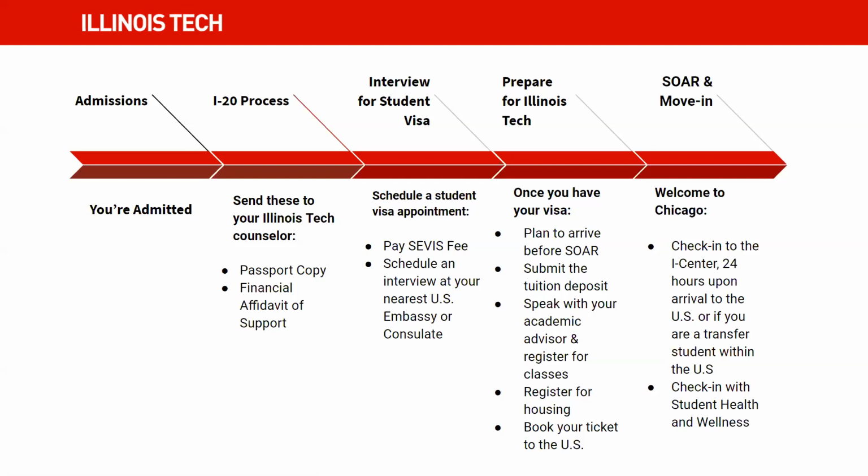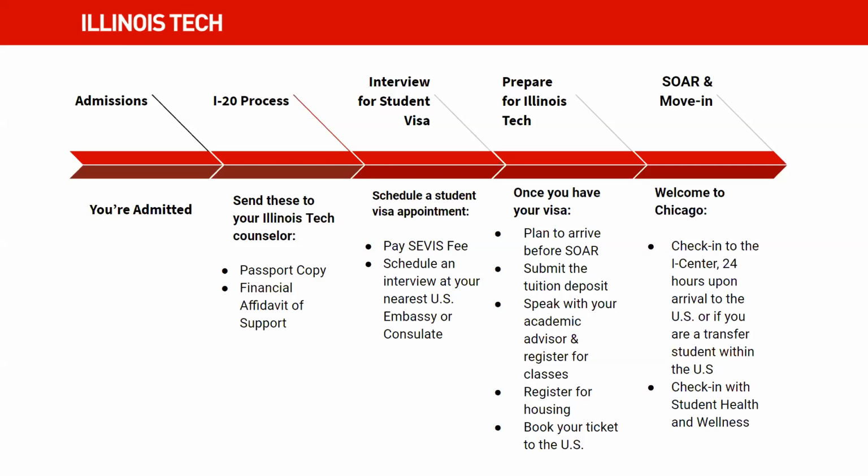Once you send that to us and we verify the information, we're going to go ahead and issue you that I-20. And then once you have that I-20, you're going to go ahead and pay the SEVIS fee and then schedule that interview at your nearest embassy or consulate. Again, this is for you to get that student F1 visa within your passport.